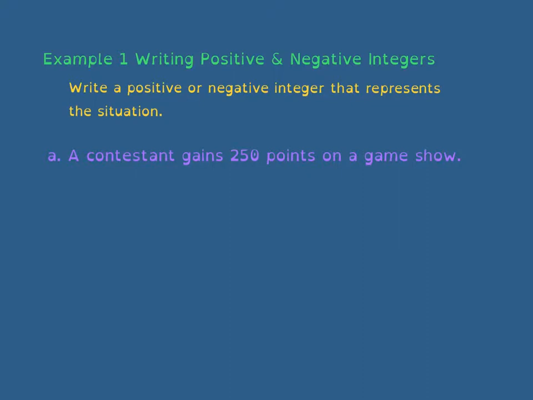So we have to understand that the word gains obviously means, and it's indicating greater than 0. So you're going to use a positive integer. So positive integer would be like this, positive 250. We've always learned that if it's positive, we always just write it as 250. So I'm not going to want to see you write it this way on a test or a quiz. It's always just going to be written like this. A contestant gains 250 points on a game show. So gains is our key indicator that it's positive. Let's try the next one.